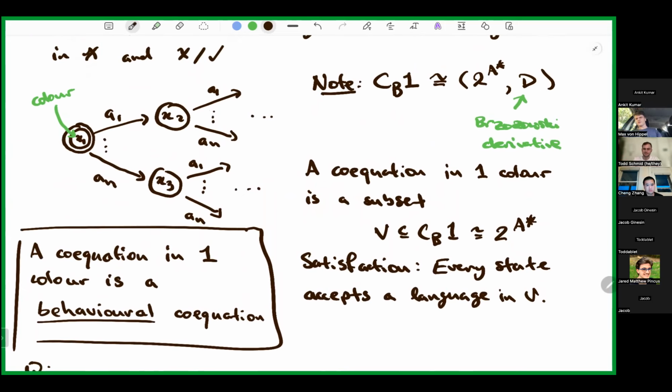So wait, you said that the coloring is surjective, right? Oh, but then things could be uncolored, which means that one color is really kind of like two, right? The coloring is a total function. It is a function on all of the states. I see. Okay, thank you.